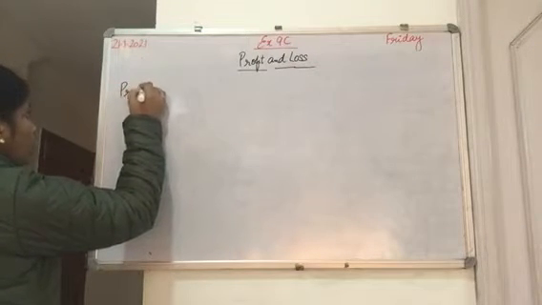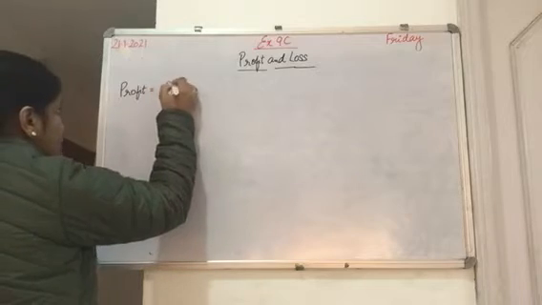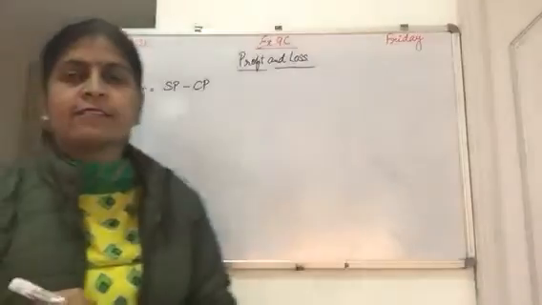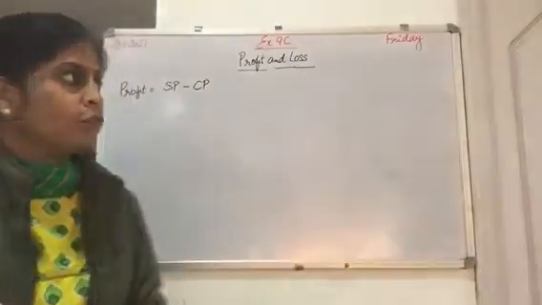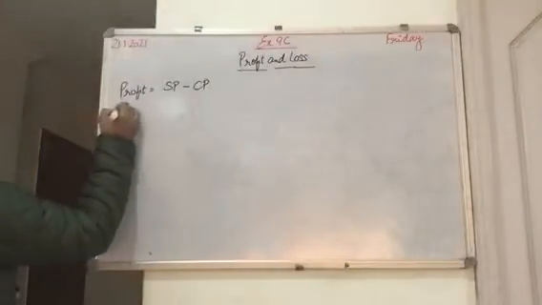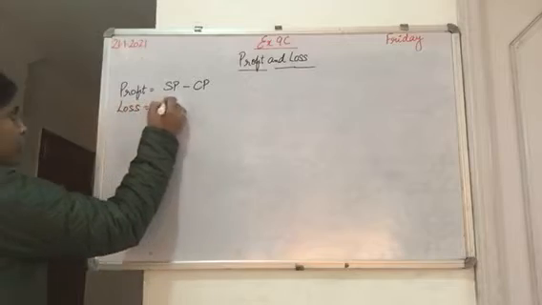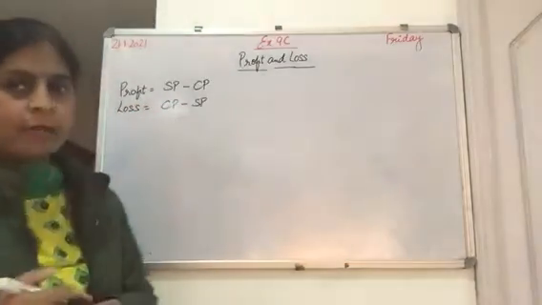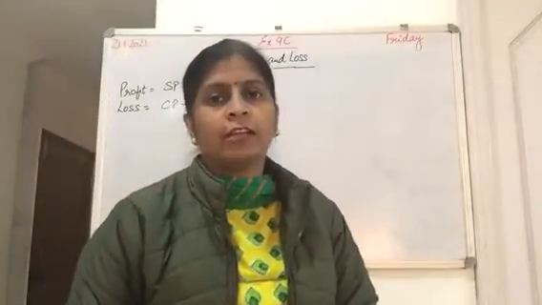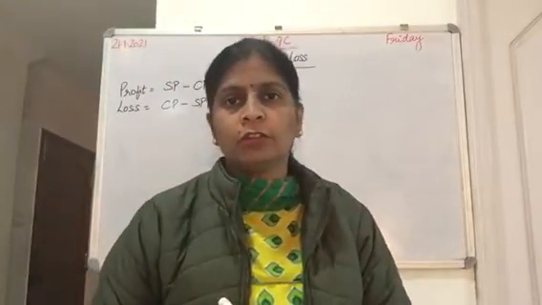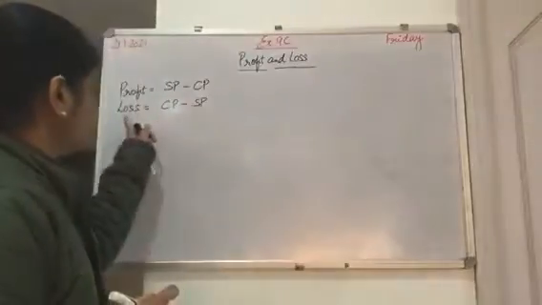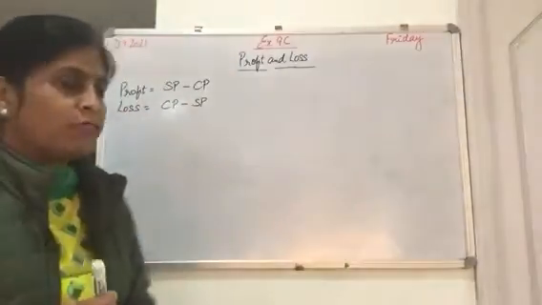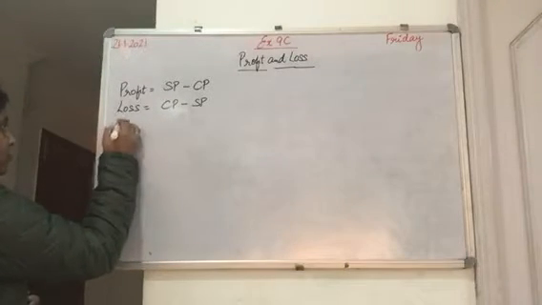Profit, how to calculate profit? SP minus CP. When your selling price is greater than the cost price, it is profit. Loss, when CP is greater than the selling price. So I purchased it at 10,000, sold it at 8,000, so loss is 2,000. Clear about this?